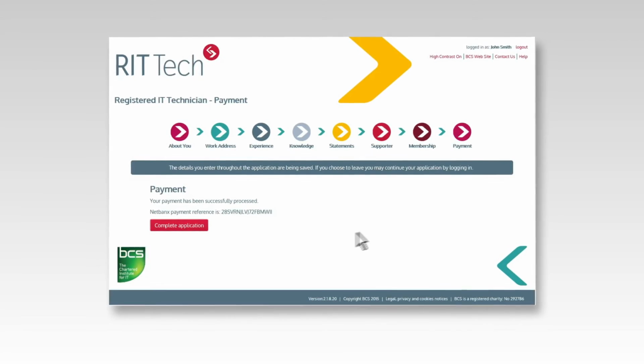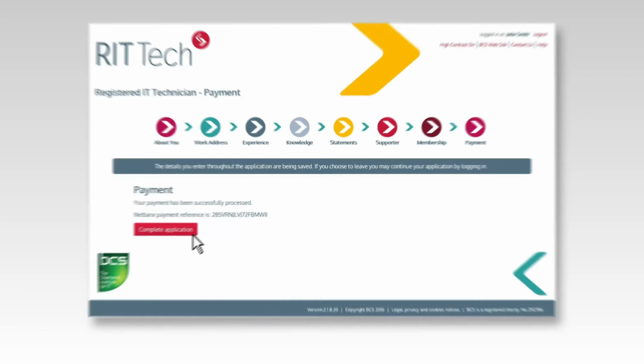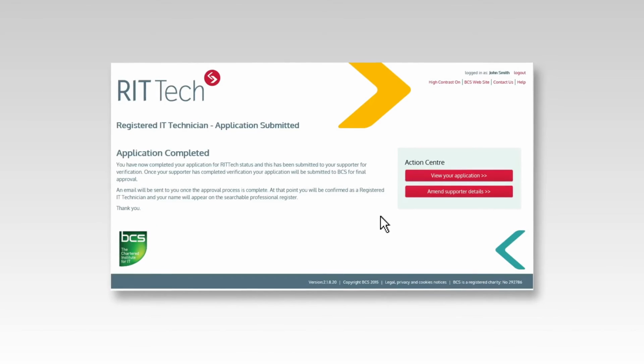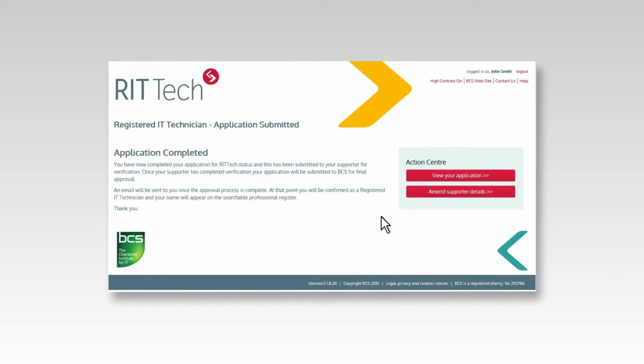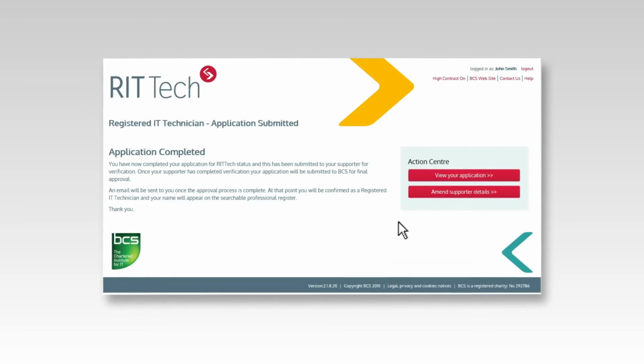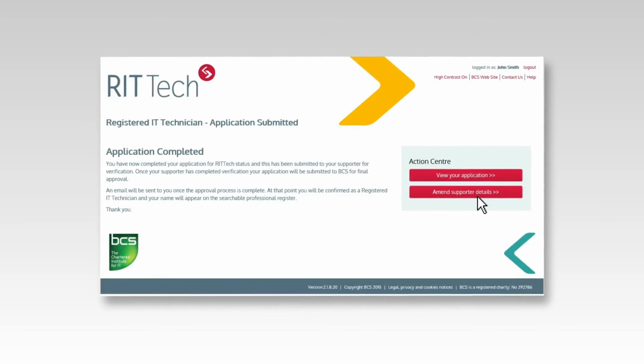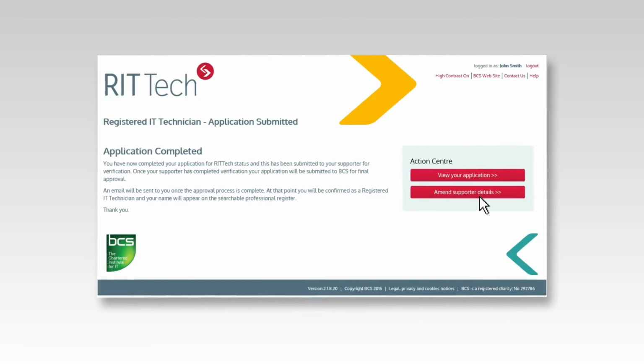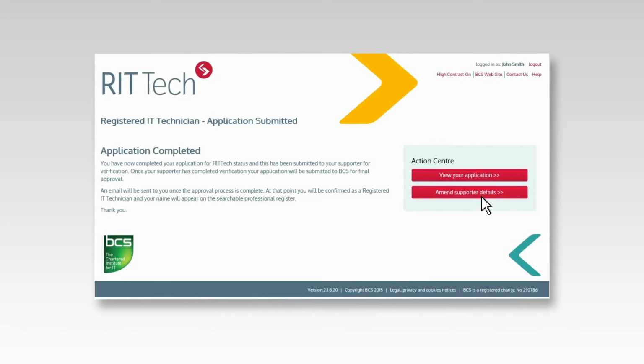You may now press to complete the application. Your completed application will be sent to your supporter for approval, and you can view the progress from this page. Should your supporter details change, or they are not available, then you can come back and amend your application. It is the responsibility of the applicant to ensure these details are up to date.